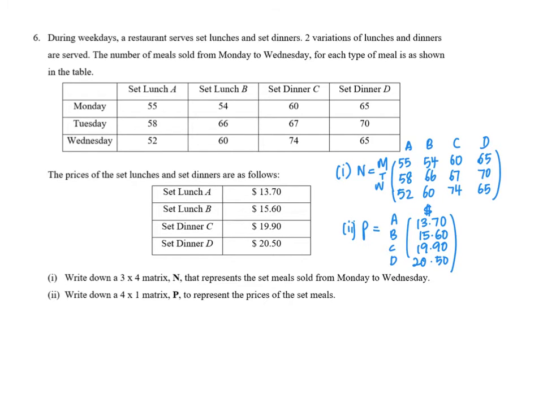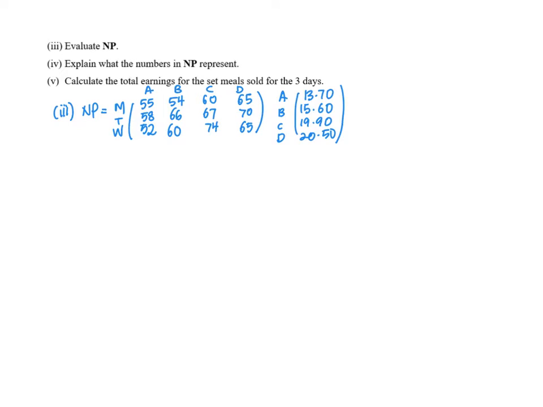Okay, now we're going to use these 2 matrices to find the next part of the answer. Part 3 of the question asks us to evaluate NP. So N is the quantity, number of meals that was sold, and P is the price. So if you were to work out this solution, I will have a 3x1 column. 3 rows will be from Monday, Tuesday, and Wednesday, and the 1 column will come from the total price. So it's actually talking about the earnings that they have received from selling all the different set meals.